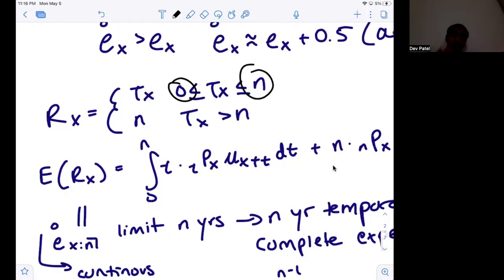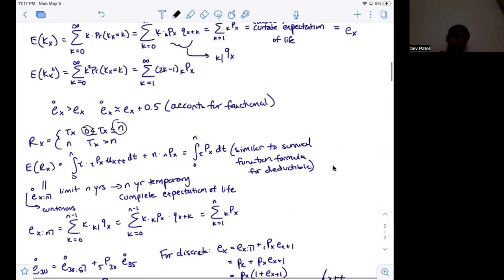we have the random variable T of x, but then we're going to put a cap on the age at n. So if the future lifetime is greater than n years, we're going to just say it's n. We're not going to keep the value of the actual lifetime. We're going to cap it at n. And so again, this is very similar to the deductible integral. And we can take this as the integral from 0 to n of the survival function tpx. Again, this is very similar to the survival function formula for the deductible.